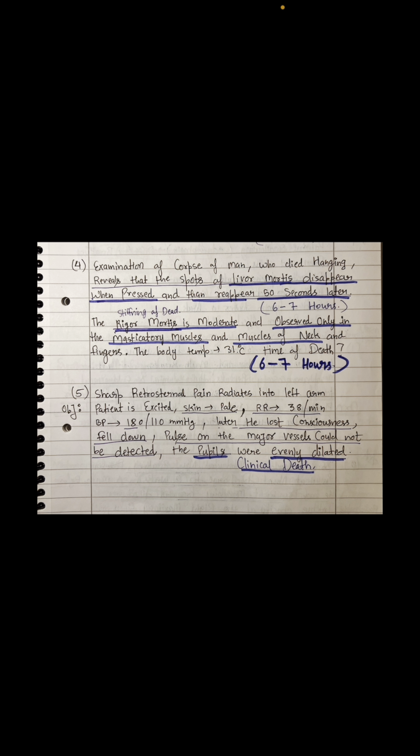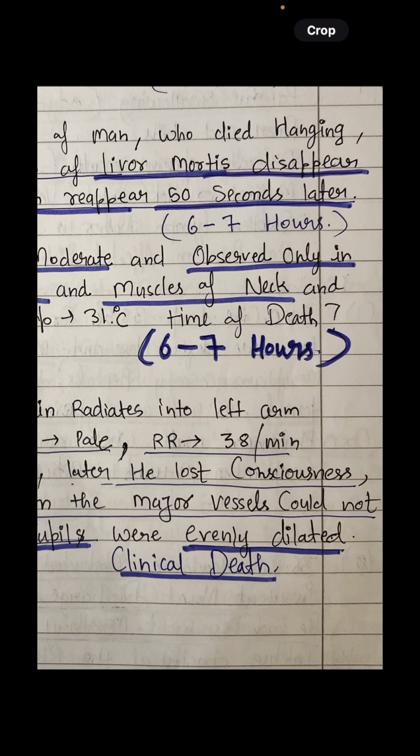Examination of the corpse of a man who died by hanging reveals that the spots of livor mortis disappear when pressed and reappear within 50 seconds, and the rigor mortis is moderate, observed only in the masticatory muscles and neck. Remember about body temperature, guys: it approximately decreases 1 degree per hour. If you cannot understand other things in the question, here is a highlight for you: after the patient has died, body temperature reduces 1 degree per hour.